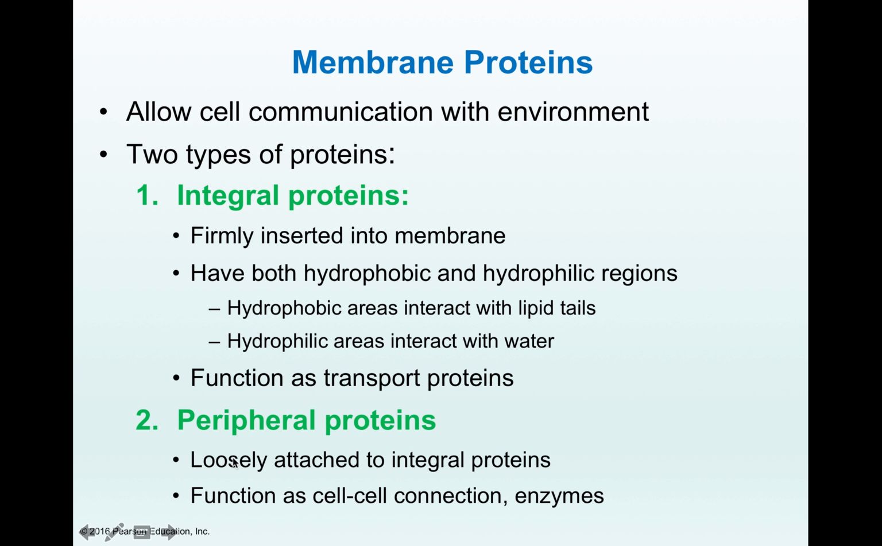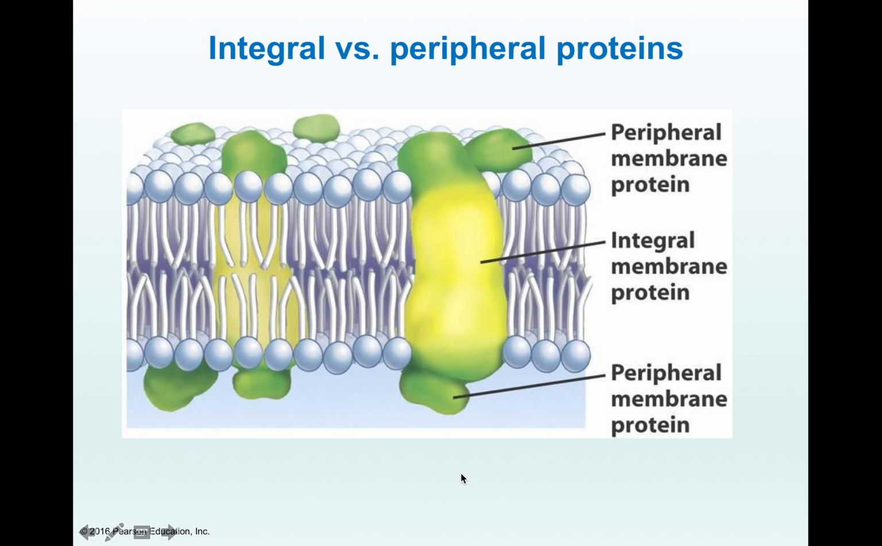Now, the second category of proteins is referred to as peripheral proteins. These are loosely attached to your integral proteins. They can be found on the outer edge as well as the inner aspect of your cell. These proteins typically have hydrophilic characteristics since they are directly associated with the phosphate heads as well as the watery environment of either ECF or ICF.